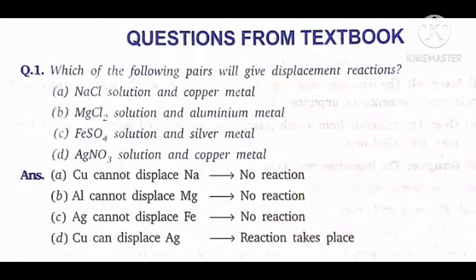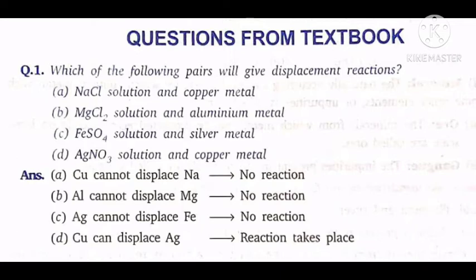Let us discuss questions from the textbook on page number 56. Question number 1. Which of the following pairs will give displacement reactions? A. NaCl solution and copper metal. B. MgCl2 solution and aluminium metal. C. FeSO4 solution and silver metal. D. AgNO3 solution and copper metal.